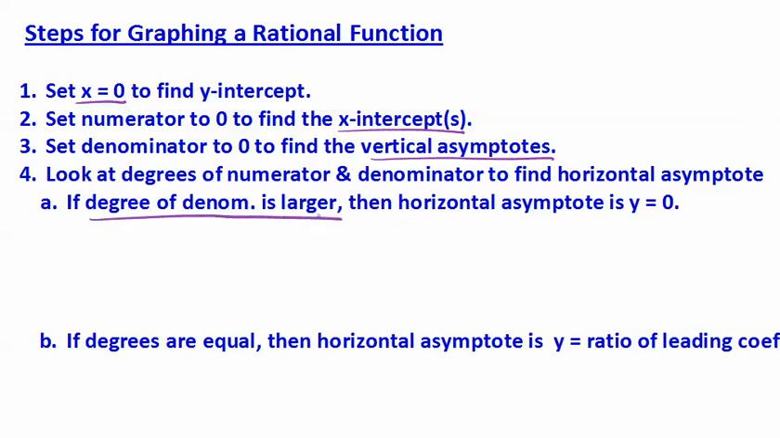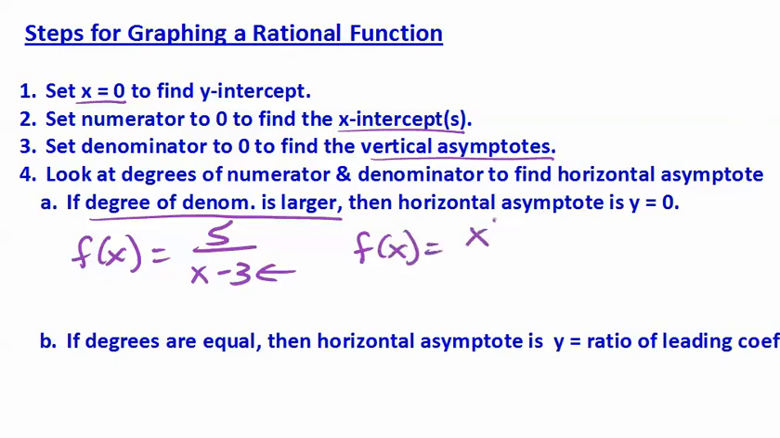So when the denominator had a larger degree, for example, if we had 5 over x minus 3, the denominator grows larger. If we had another example where we had x squared in the numerator, but x cubed in the denominator, the denominator has a higher power. So for these types of examples, the x-axis would be your horizontal asymptote. We just saw that in our previous example.